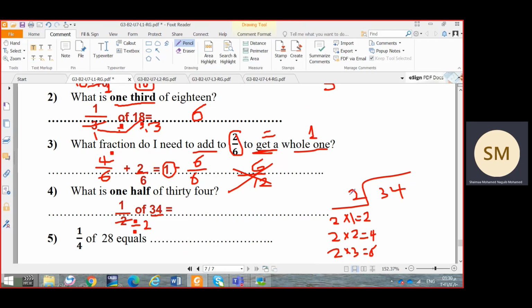Next, 3 divided by 2. I will choose a number that is less than or equal to 3. But we didn't find 3 in the timetable, so I will choose a number whose product is less than 3. I will choose 4. 2 multiply 4 equal 8. No, it's more than 3. So I will choose 2 multiply 1 equal 2. So I will put 1 here, and the product of the multiplication I will put it here.